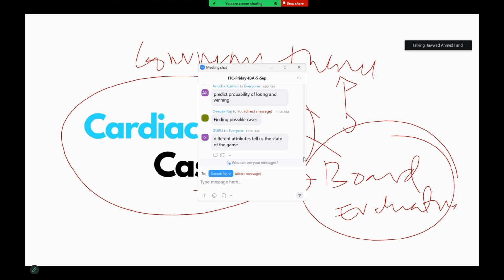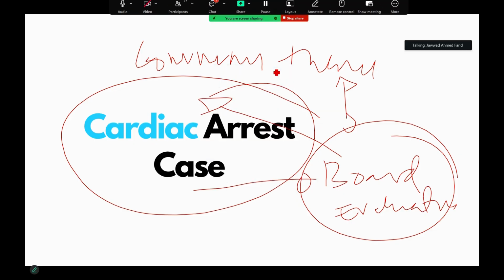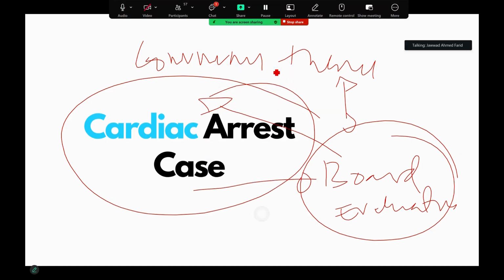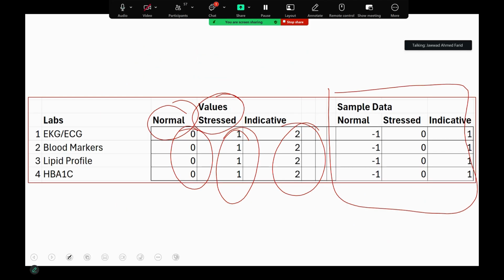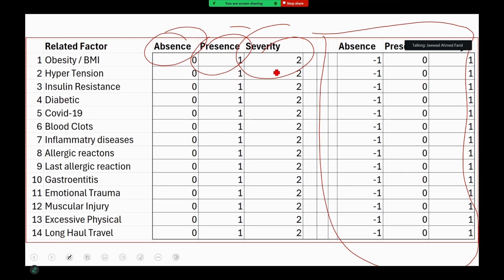What do we do here? Here we are finding the probability of having a heart attack. So probability of having a heart attack versus probability of winning. So in both cases we generate a signal. In both cases, to generate the signal, what did we have to do? We had to collect the relevant information, put that relevant information in a form that we can work with, and what do we call this? We call this representation. Does that make sense?